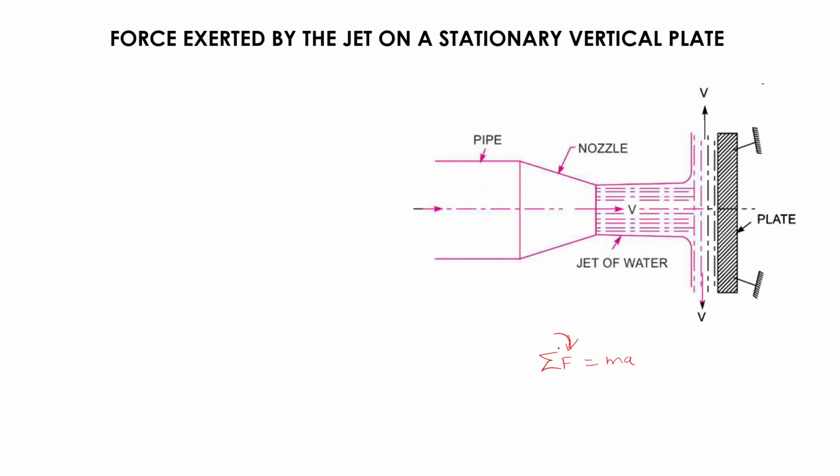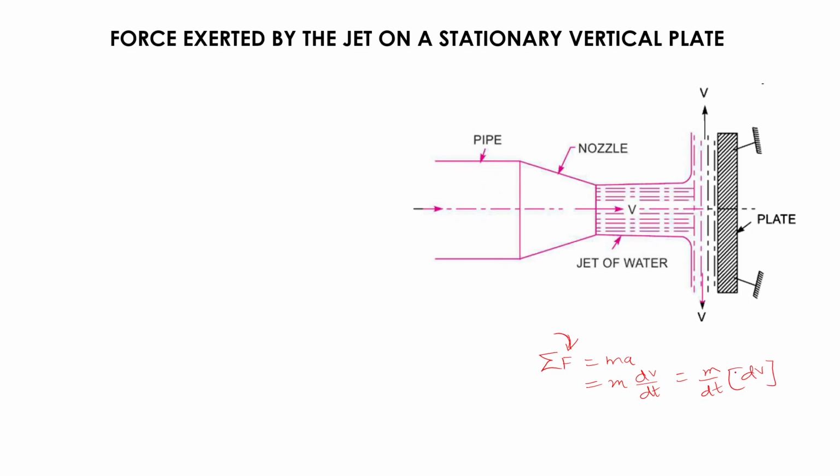The force exerted by the jet on a stationary vertical plate, or also if we want to find the opposite force that is exerted on the jet of water by the plate, using Newton's third law. So let us go and see that. Let us modify this equation: m dv over dt. Then we can write m over dt into dv.